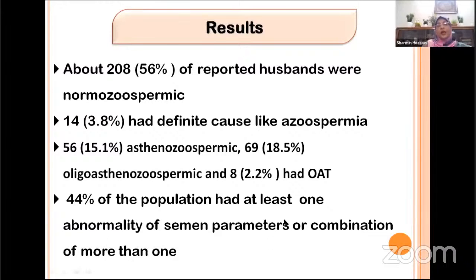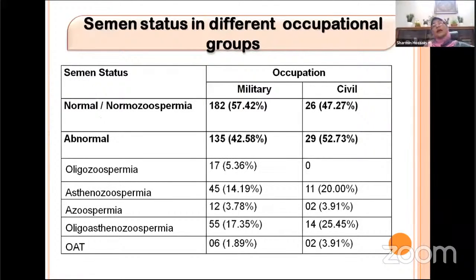18% had oligoasthenozoospermia and 8% had oligoasthenoteratozoospermia. This study shows the semen status in different occupational groups.